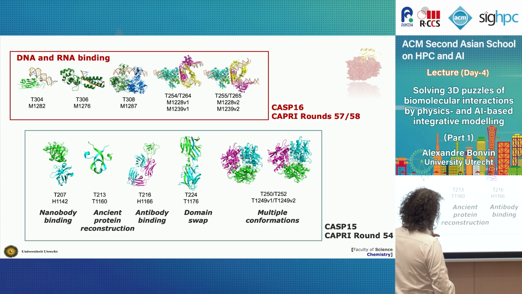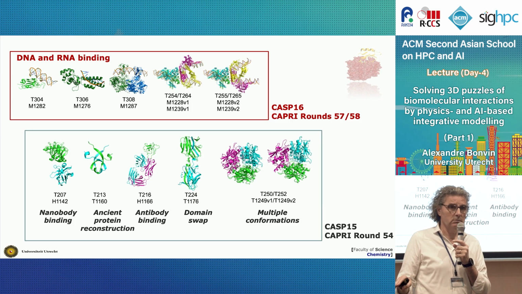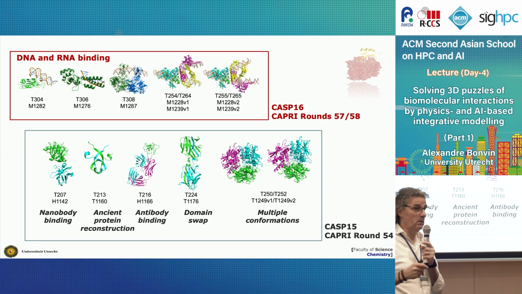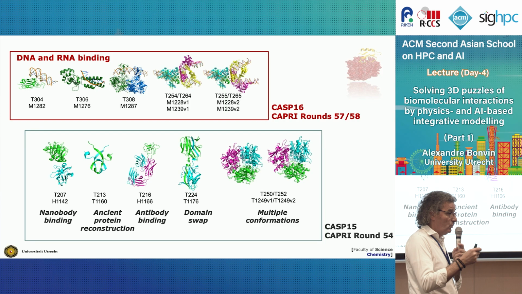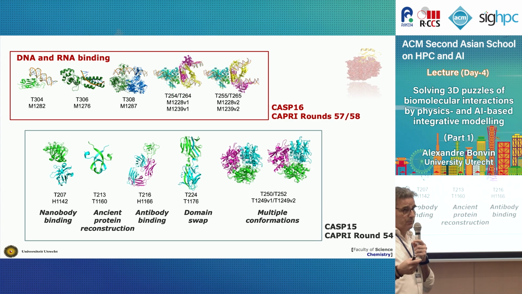And in CASP16, there were quite a number of RNA targets as well, protein-RNA complexes, and pretty much none of the predictions worked. So AlphaFold 3 was out. AlphaFold 3 can deal with RNA and DNA. AlphaFold 2 cannot, it's only proteins. None of the predictions of AlphaFold 3 made sense when it comes to RNA. So the best predictors were still human groups with a lot of expertise and experience in modeling RNA.